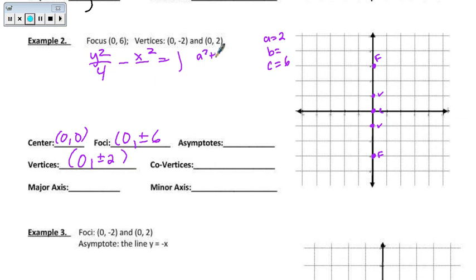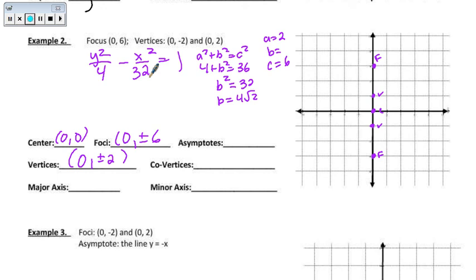So a squared plus b squared is equal to c squared. 4 plus b squared is equal to 36. b squared is equal to 32. And then we are going to wind up with a b value equal to 4 square roots of 2, and the 32 goes there. So we have our equation there, which is great.